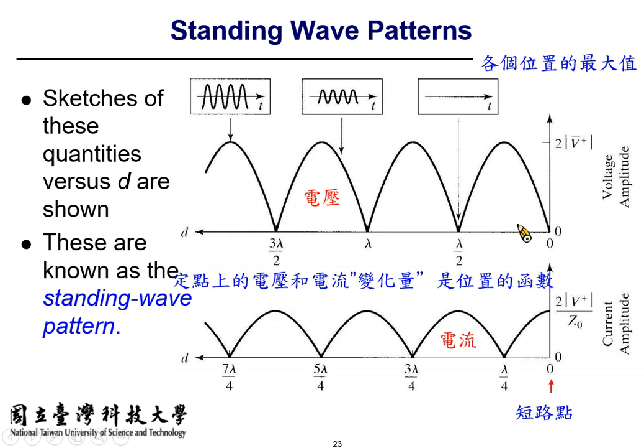For a more realistic case, if there is loss on the transmission line, if the transmission line is a little bit lossy, then the energy is still converted between electric field and magnetic field energy, but the total amount of energy will decrease as time progresses due to the loss on the transmission line. Okay?